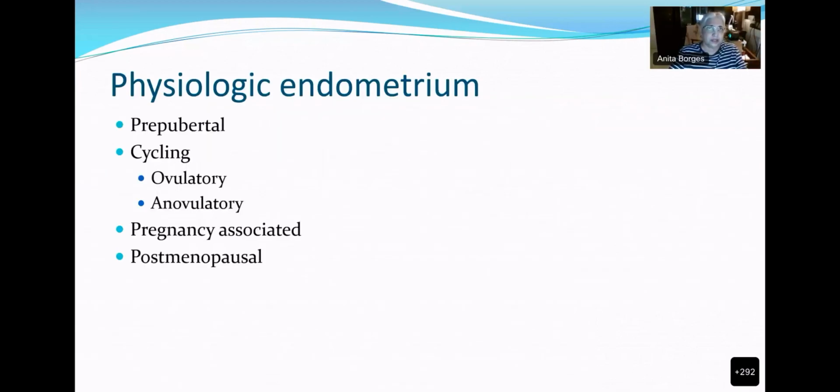And physiological endometrium can be pre-pubertal, but we hardly ever see pre-pubertal endometrium. You agree, Priya, that we don't see pre-pubertal endometrium? Yes, ma'am. Why is that? What do you think is the reason that we as pathologists don't get to see pre-pubertal endometrium? Any thoughts, Mansi? Aishwarya? In pre-pubertal stages, the corpus is not yet well developed. The cervix remains a major part.